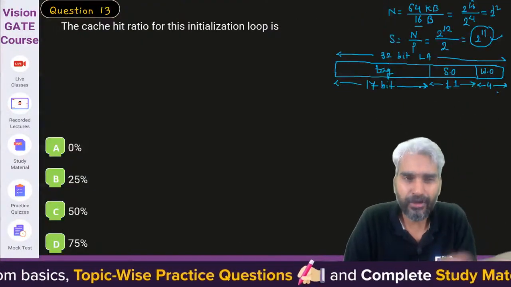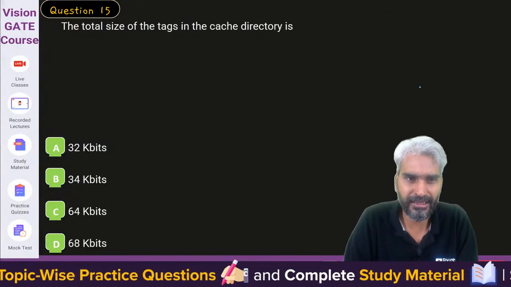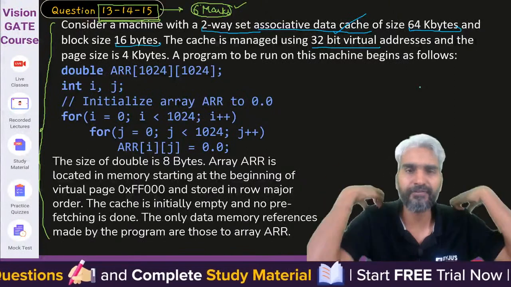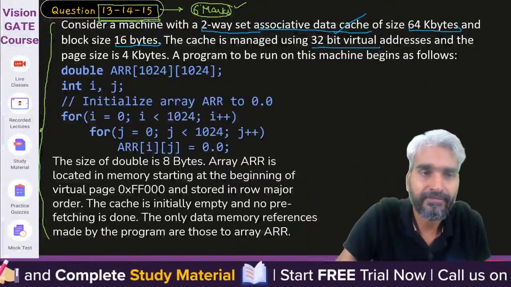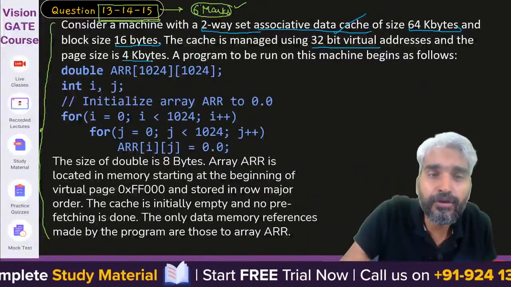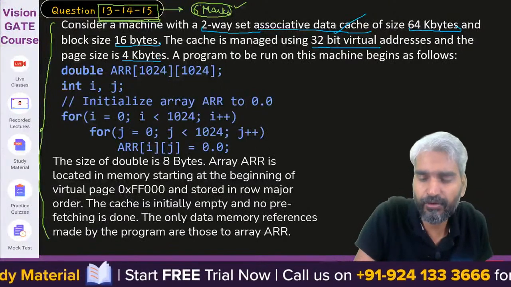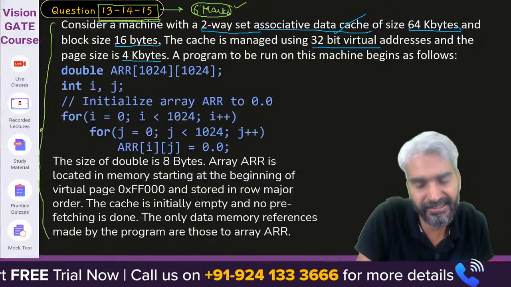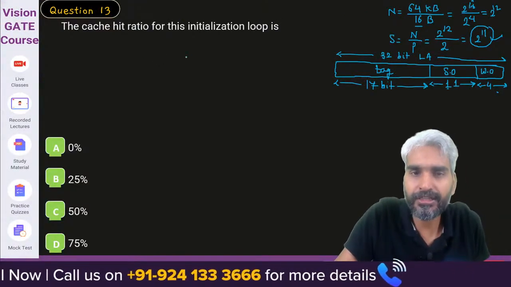Why am I doing this? All these questions, 13, 14, 15, all 3 questions are based on this particular information only. Okay. Now, the page size is 4 kilobytes. So please try to understand page size. Okay, the 32-bit logical address.